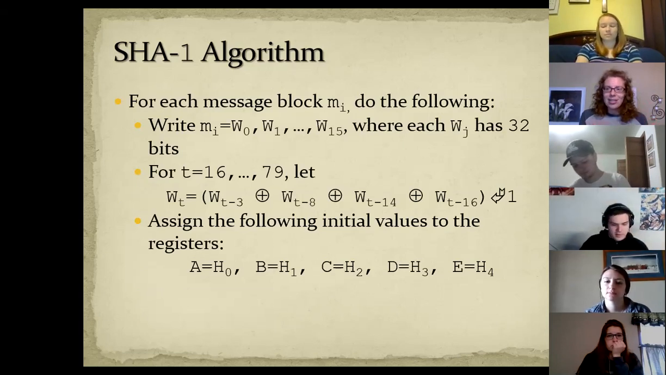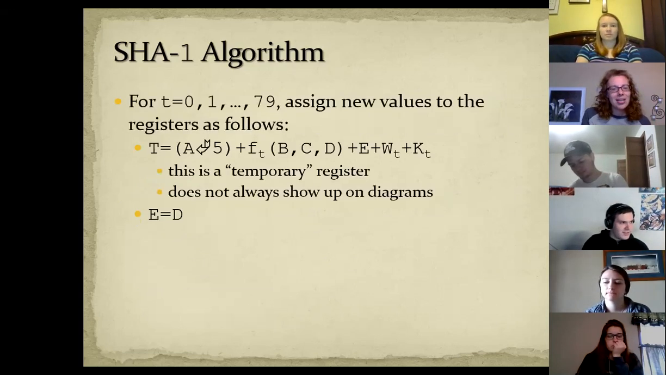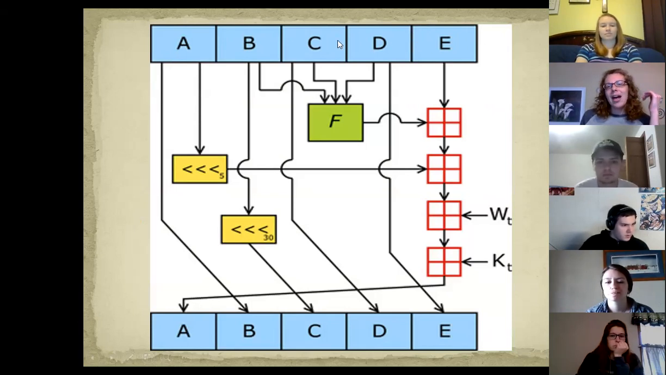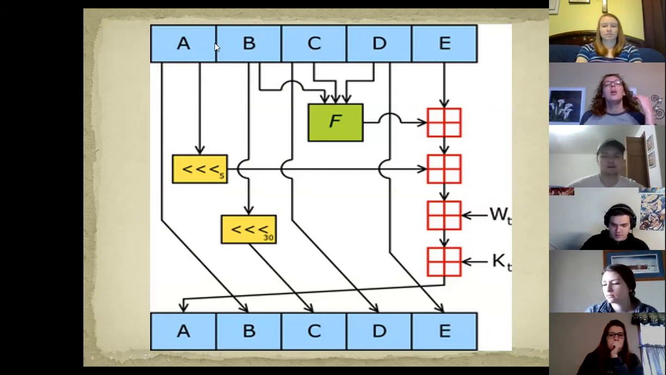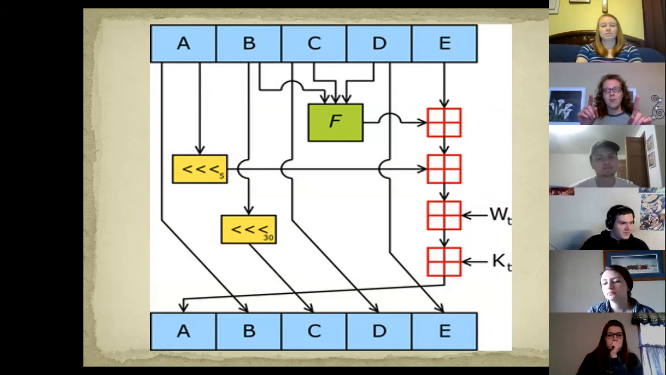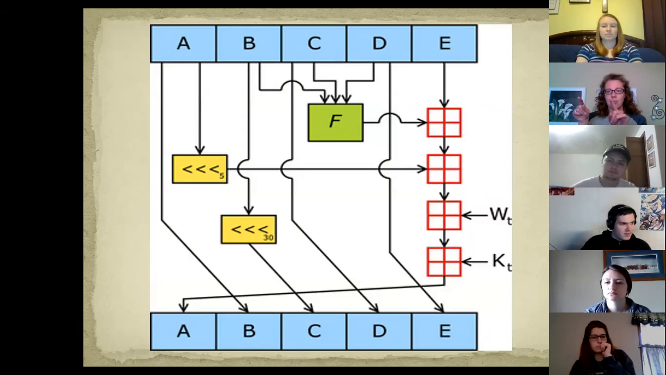Let me pause and show you a picture and show you what's going on here. Where's my picture? Okay, so here's what's happening. We've got these registers up here, A through E. I can put a value into them. So I have these initial values, H0 through H4, that are going to go into these registers initially, okay? That's the first thing that's happening. We've also got this message that we divided up into W0 through W15, and then we generated this whole bunch of other values, W16 through W79.